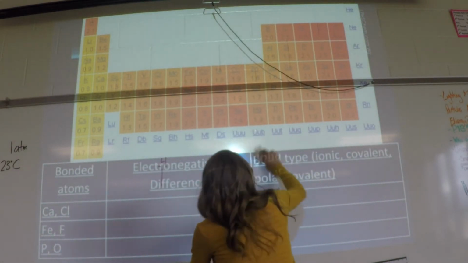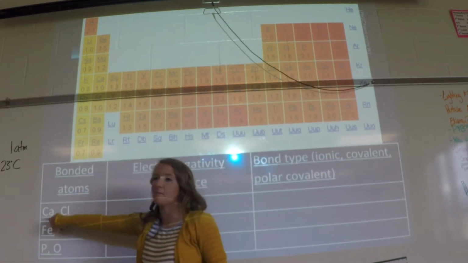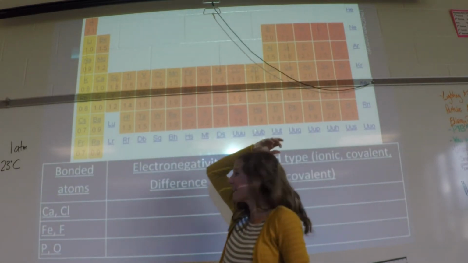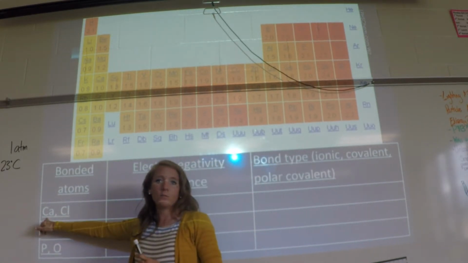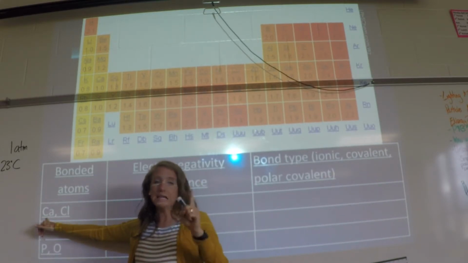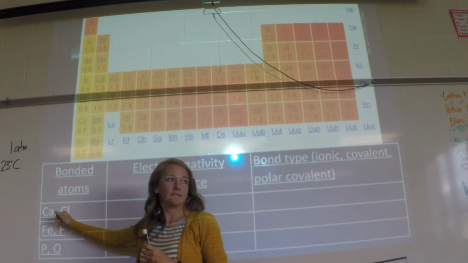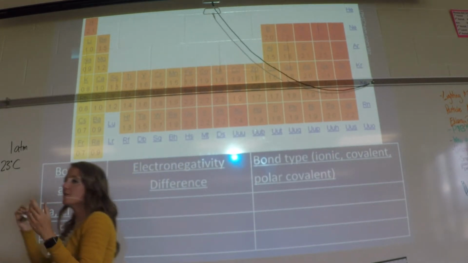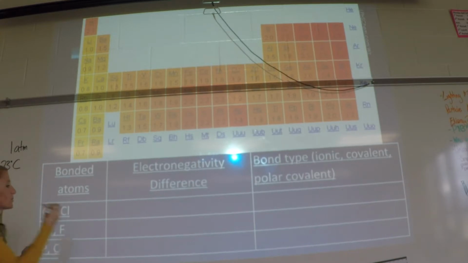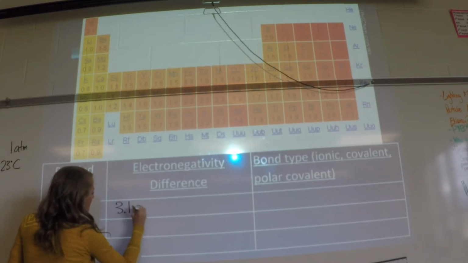So what you're going to do is compare two different elements. Look at the electronegativity chart I passed out and find calcium. What is the electronegativity value for calcium? 1. And then what is it for chlorine? 3.1. You always take the bigger minus the smaller. So we're going to do 3.1 minus 1.